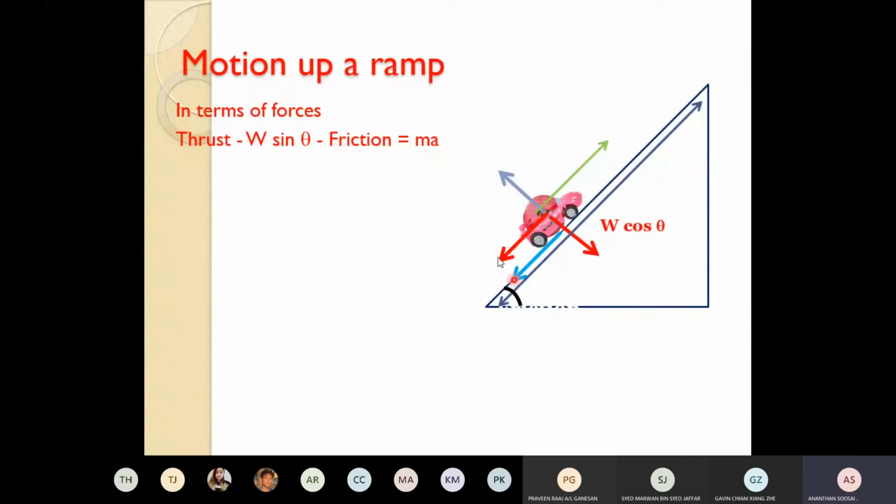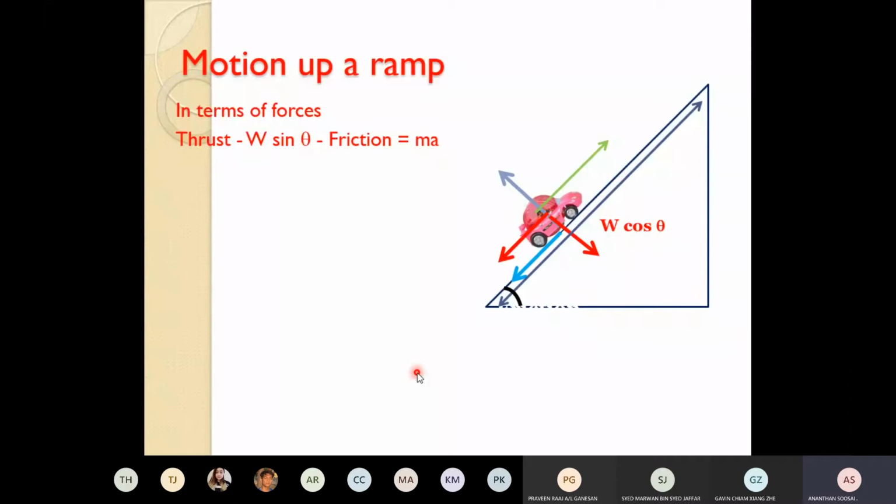Okay, so thrust acting up, and the thrust minus force down. Force down is W sin theta, minus friction, equals MA. This is in terms of force. Force up minus force down is MA, acceleration of the system. M is the mass of the car. Okay. So you can write this equation in terms of energy. We go slowly with energy.